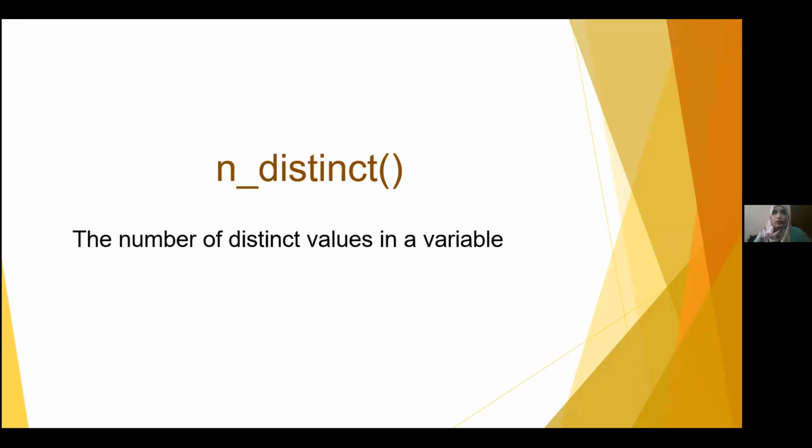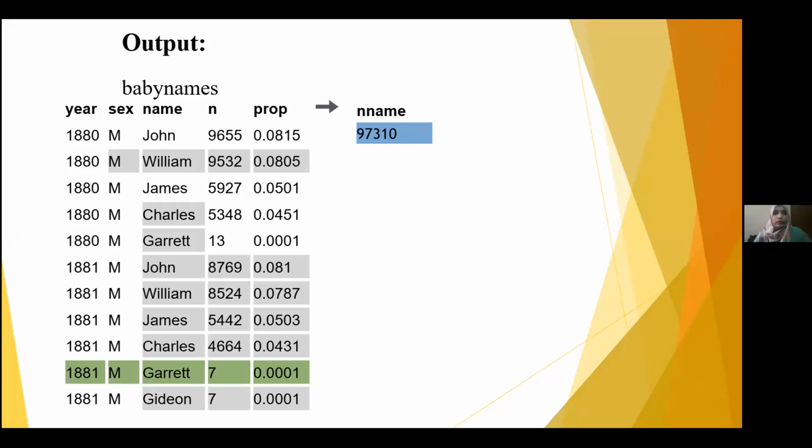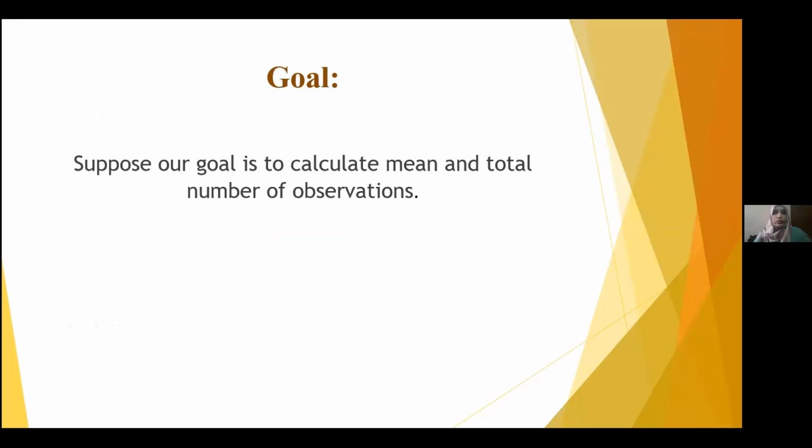Next our goal is, for example, to calculate the distinct or unique values in the data set. So the code will be baby names, pipe operator, summarize, and in the arguments we'll put n underscore distinct and the name. Okay, so we get that the number of different unique names in the data set is 97,310.